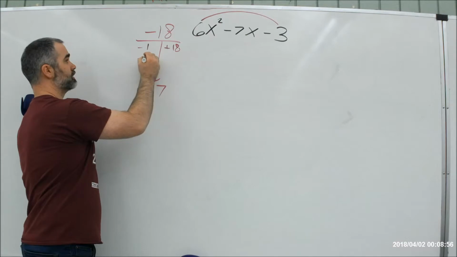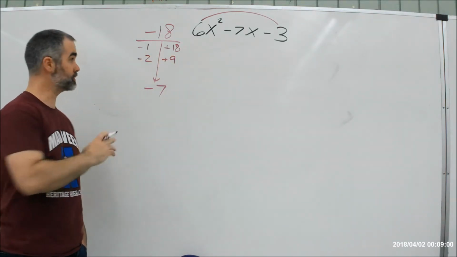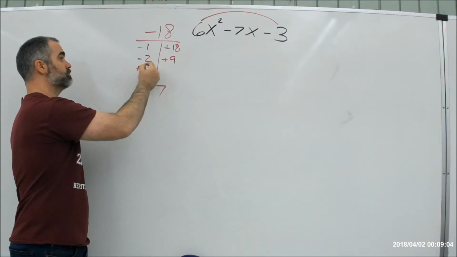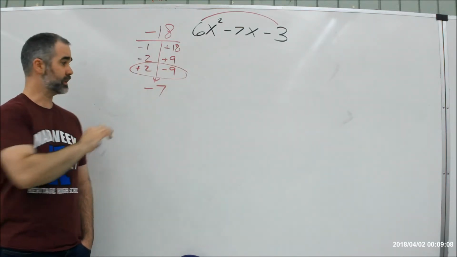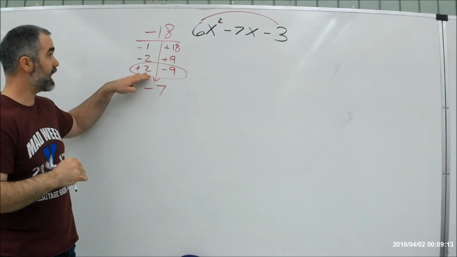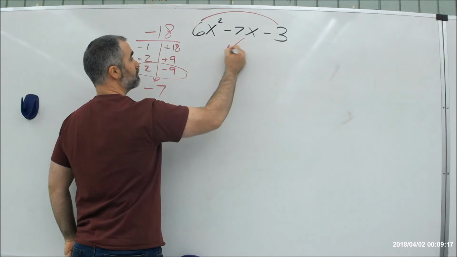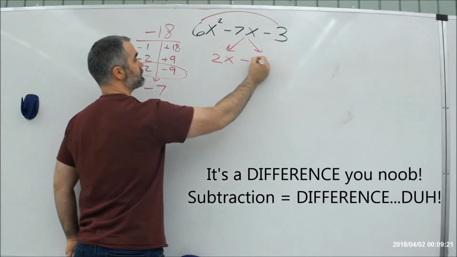I can try negative 2 and positive 9. Now that's close, because that would be positive 7, so I'm going to switch the negatives around, make the 2 positive and the 9 negative. And that's going to add to be negative 7. So now that I have my factors, I'm going to change the middle term to a sum of those two. So I'm going to have a 2x minus 9x.